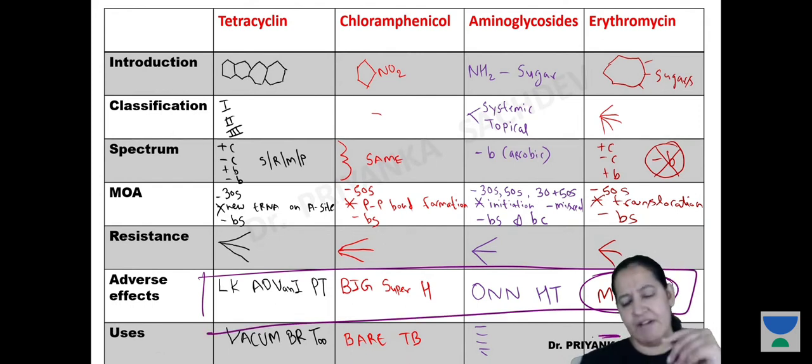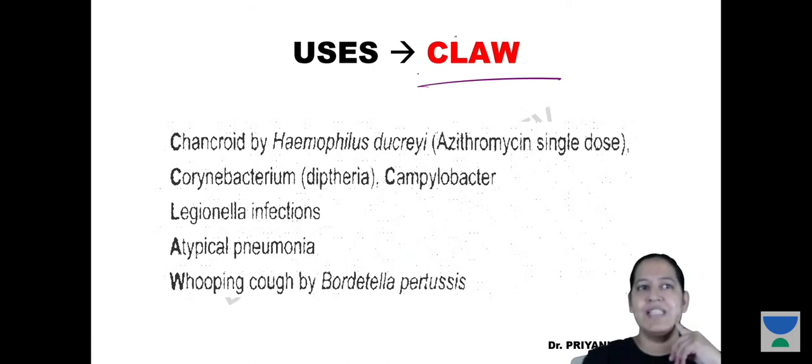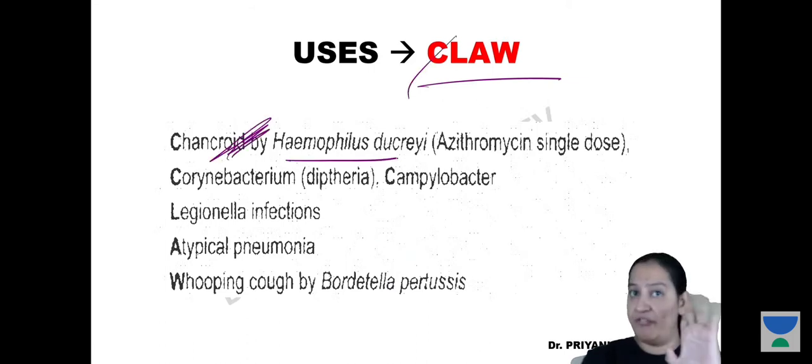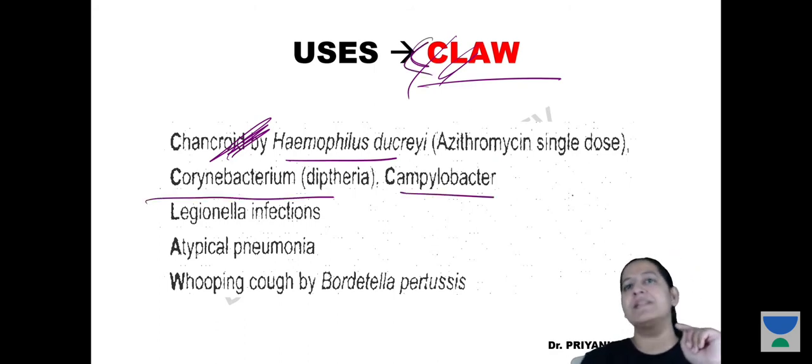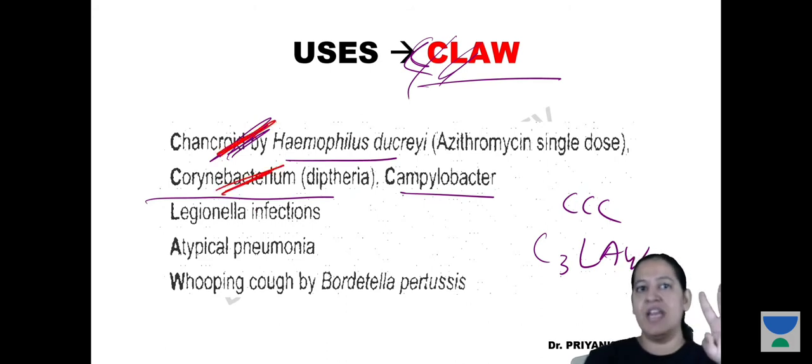Coming on uses, I will give you a mnemonic for uses also. Uses is CLAW. C stands for chancroid, caused by Haemophilus ducreyi. C has two, so make it double C. C is Corynebacterium diphtheriae and Campylobacter. Make it triple C. C3 CLAW. So there are 3 Cs. Learn all of them: chancroid, Corynebacterium diphtheriae and Campylobacter.